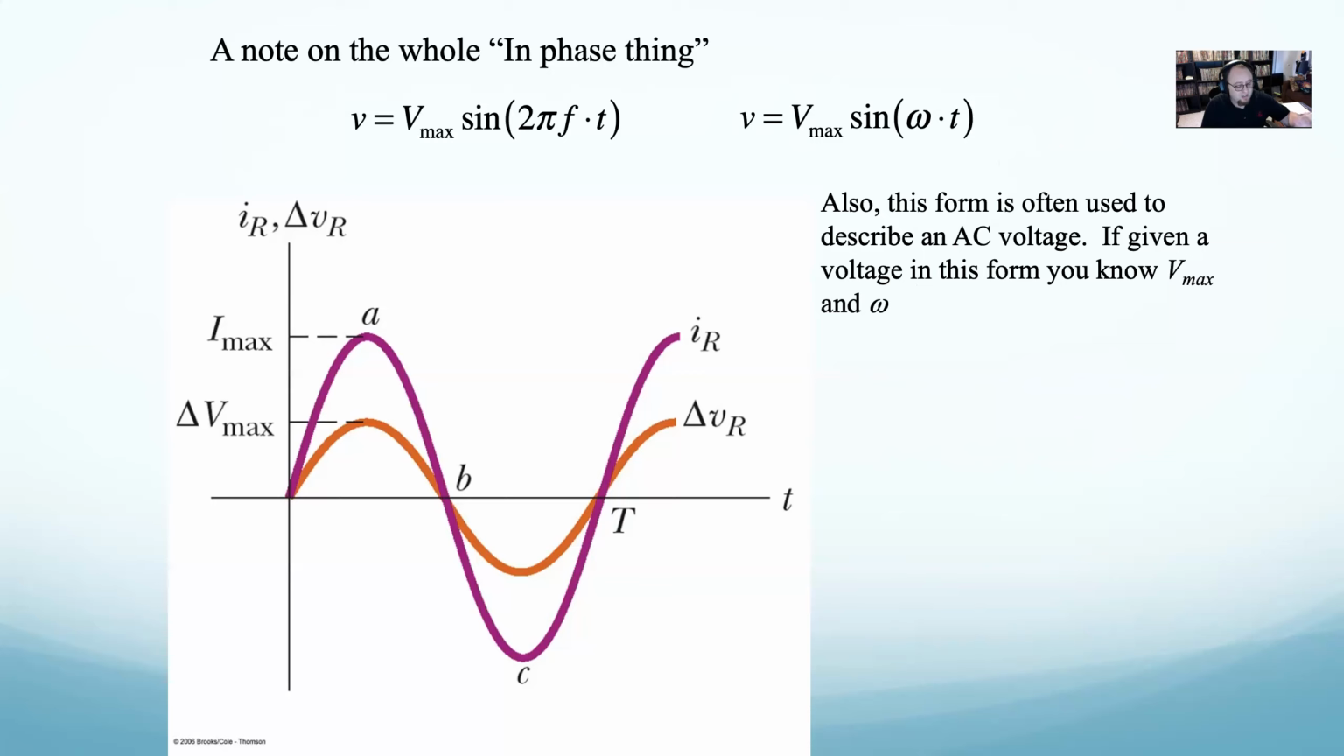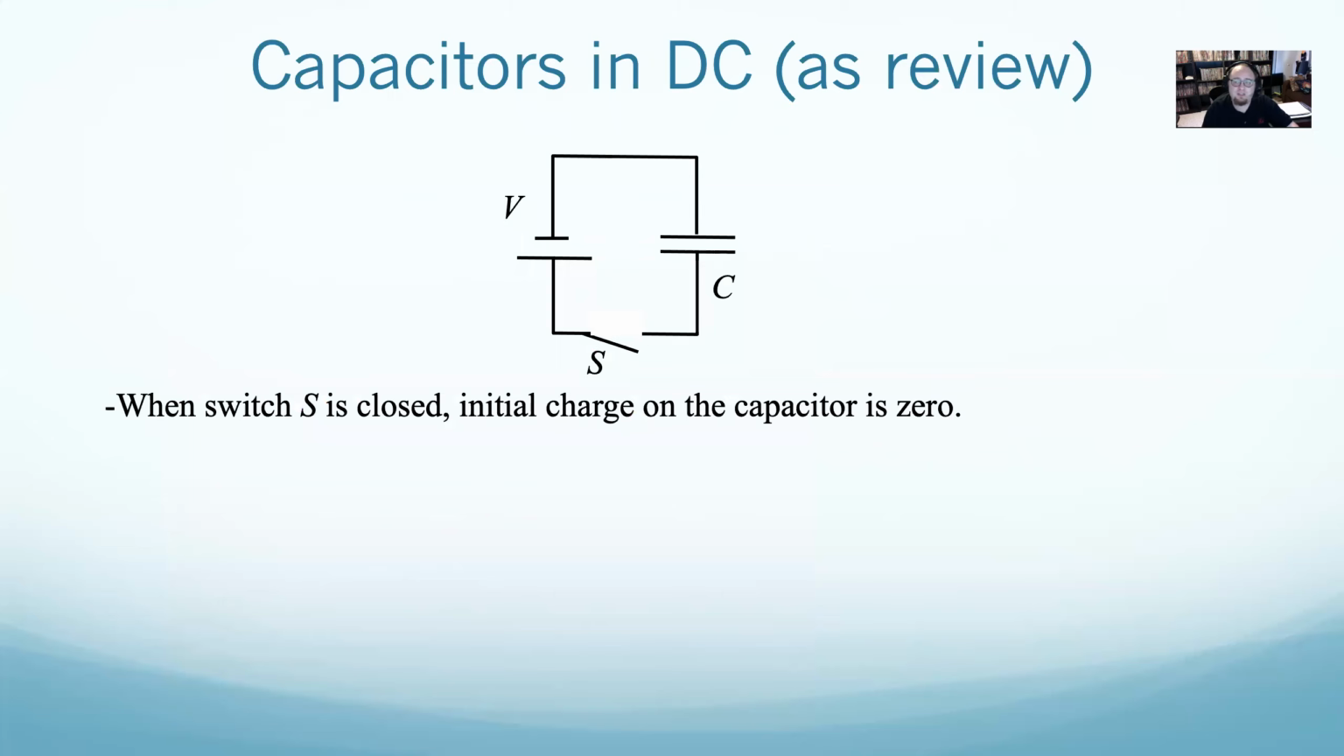So resistors in AC work pretty straightforward. They follow the same equations. We just talk about RMS, but the current and voltage go up and down. What gets crazy is when you put other things in an AC circuit. Like, let's say we had a capacitor.